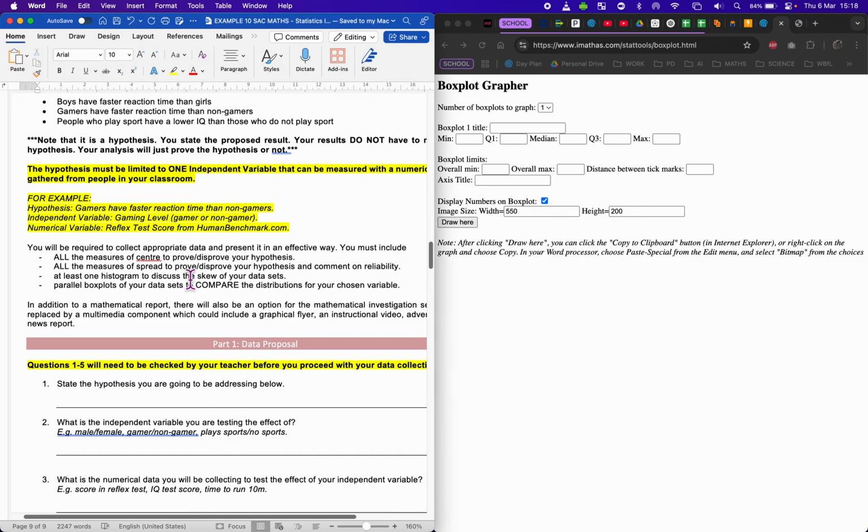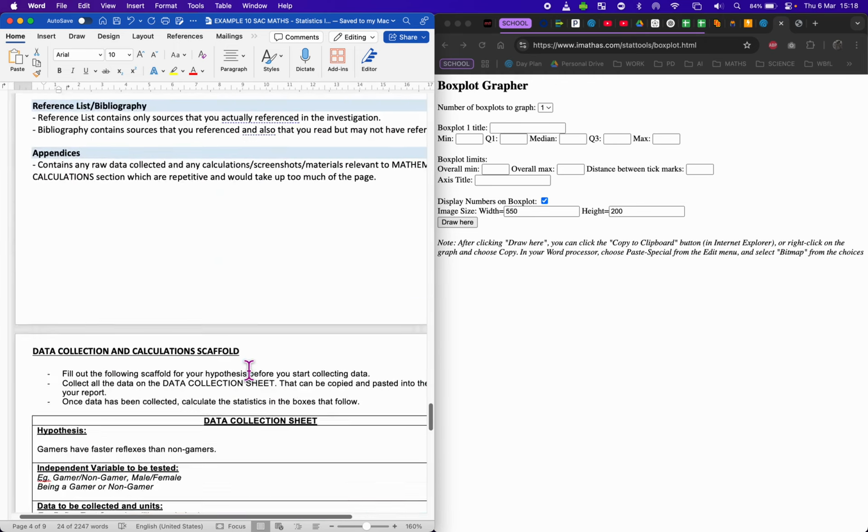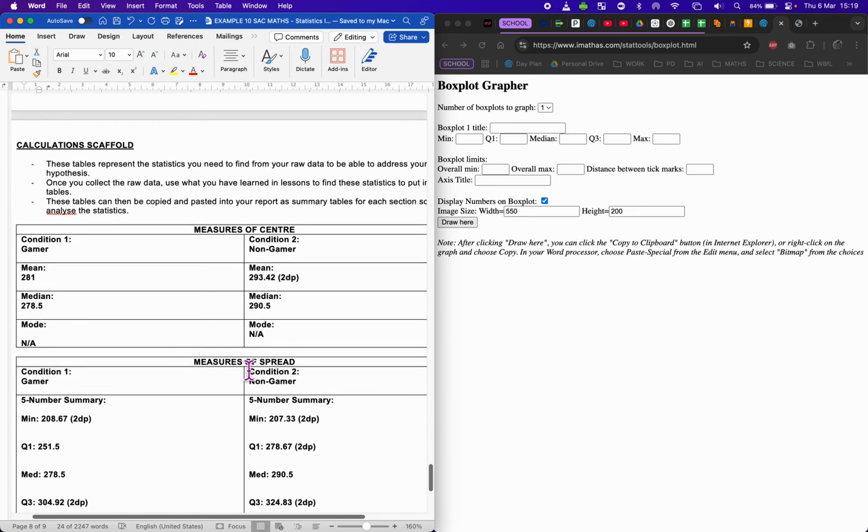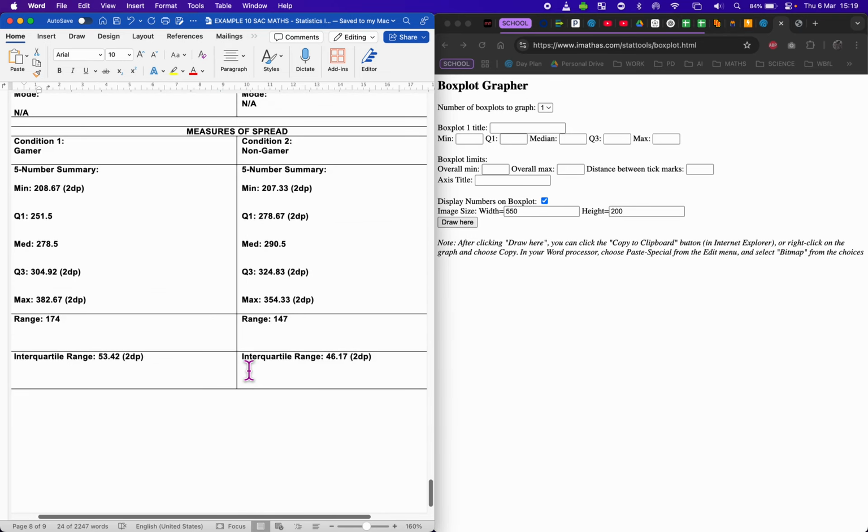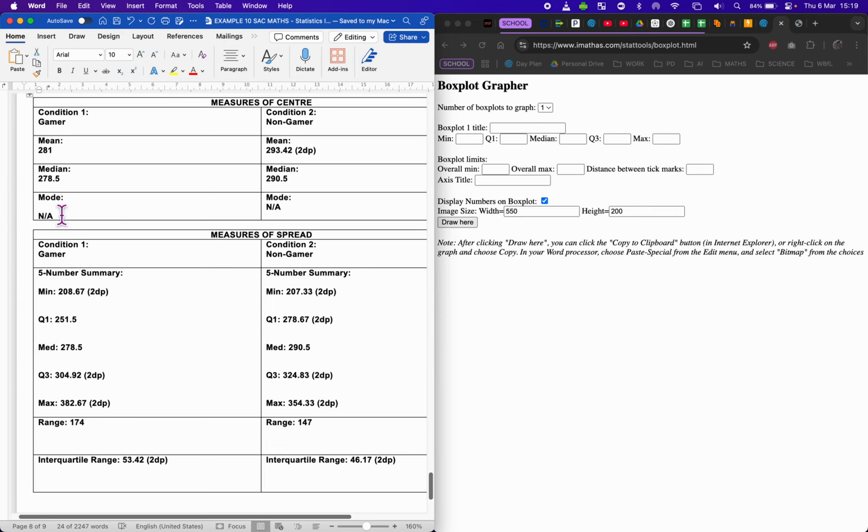So I've shown you how to use Excel to find the measures of center and the measures of spread. And most of your actual argument to prove or disprove your hypothesis is going to be based on the information that you put on your calculation scaffold. Okay? And we already saw that based on measures of center, the gamers were faster, but based on measures of spread, they were less consistent.